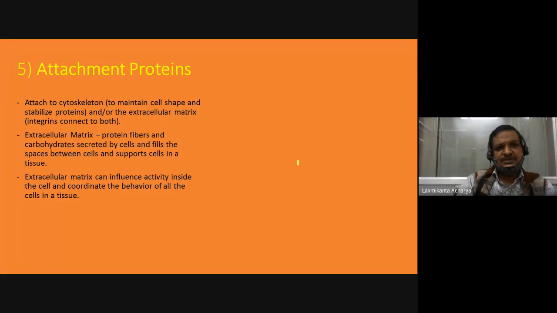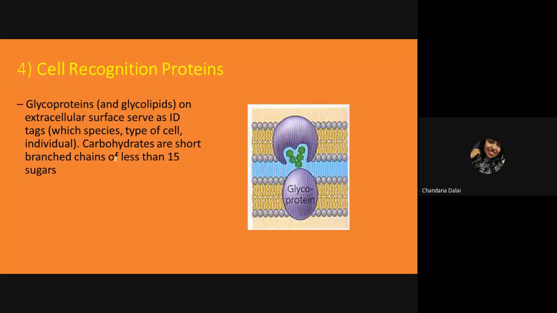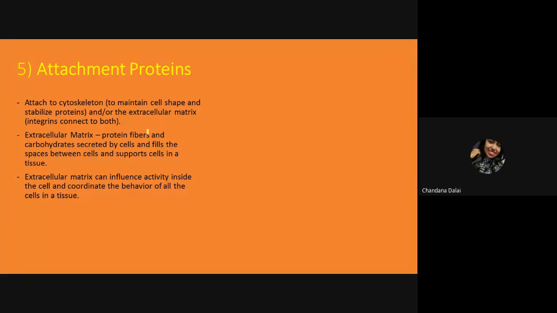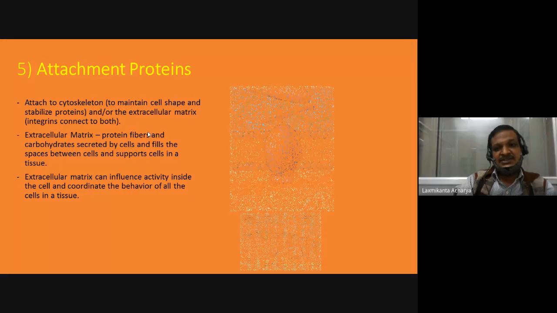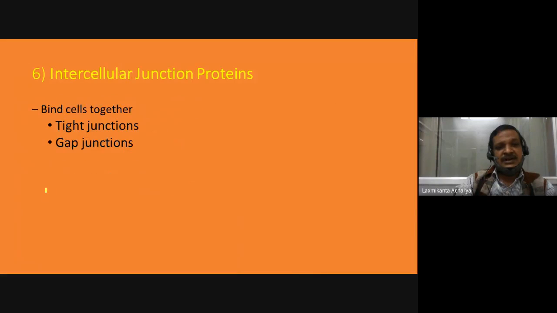Okay, okay. So yes, these are your glycoproteins and your glycolipids. Okay. So now there are certain proteins which are your attachment proteins. Okay, so these are your attachment proteins and they attach to a cytoskeleton. Okay. Now, and the last, so there are different proteins like intercellular junction proteins, and you know there are tight junction and gap junction.